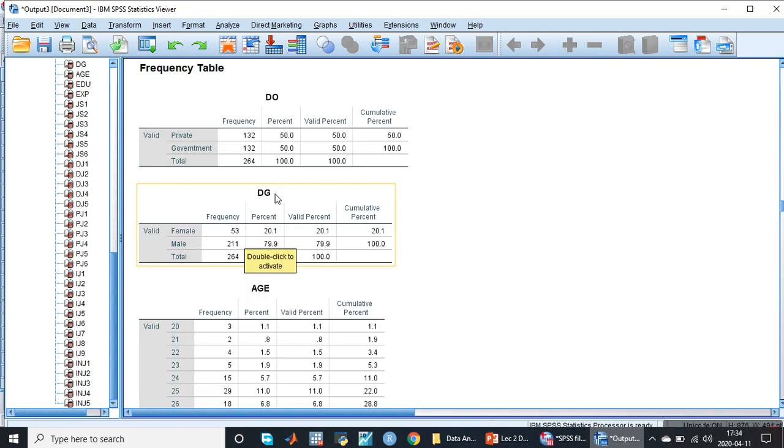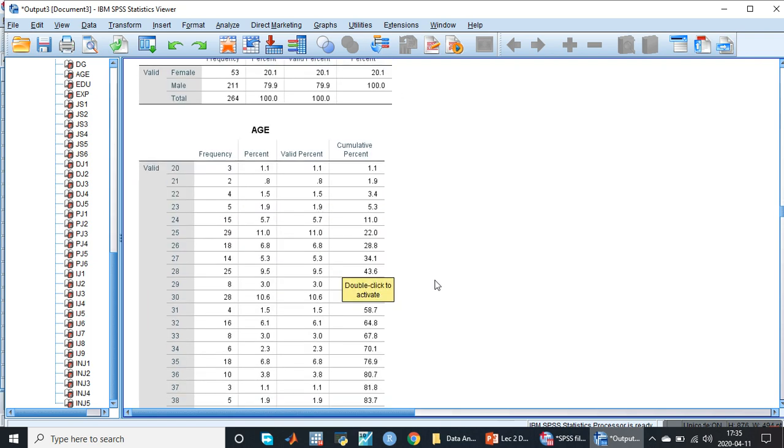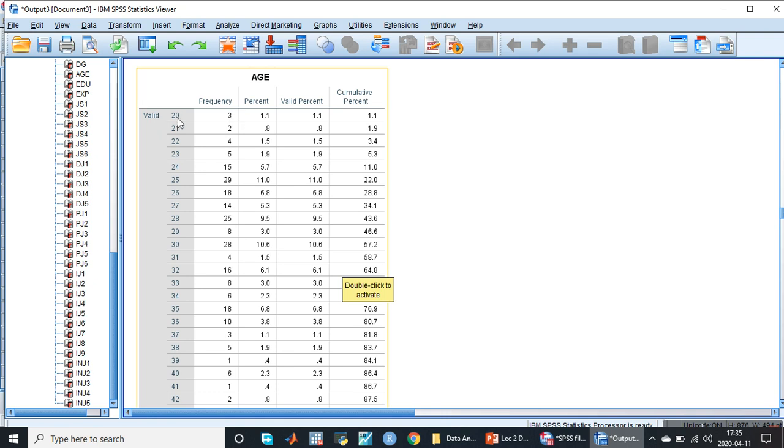If we look at the frequency distribution of gender, in total we have collected the data from 264 individuals. Out of 264, 211 were male respondents and 53 were female. The 53 represents about 20% of 264, and 211 represents 79.9%, and it makes 100%.